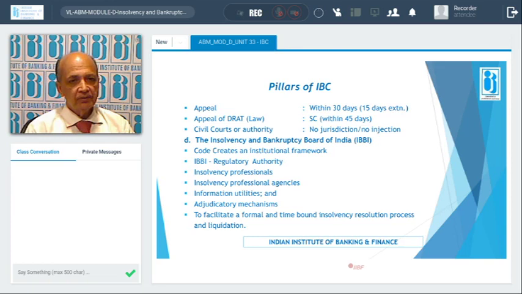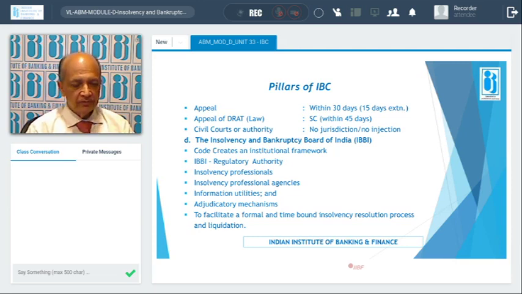Friends, in the earlier part, we have discussed the background under which the IBC has been enacted, and passed by the government, and what its coverage is. Who are the parties? Which types of entities are covered under the IBC? Then we have also seen the objectives or purpose of establishing this IBC. And the latest one we have discussed is the pillars of IBC.